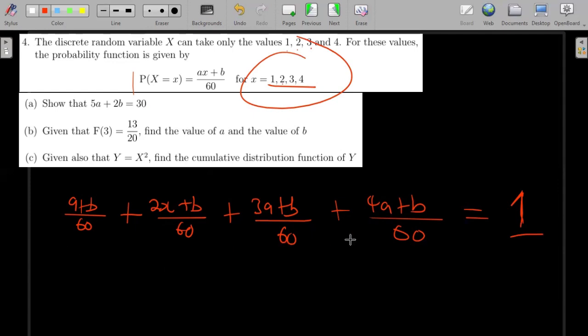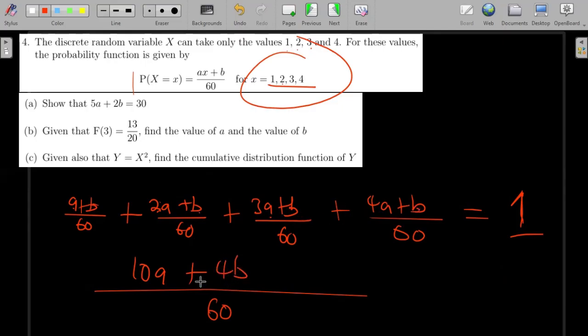We can see here that we have the same denominator, so we can just add whatever is on top. So a, why did I write x here? That should be a. So a plus 2a, 3a, plus 3a, 6a. 6a plus 4a, I'm going to get 10a. Then plus b plus b plus b plus b. So how many b's? 4 b's. And this should be equal to what? 1.